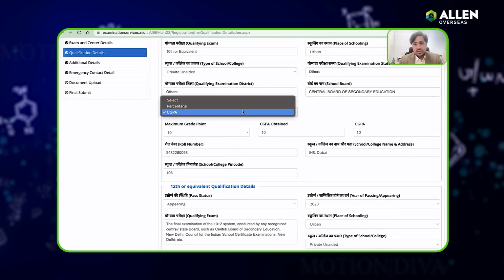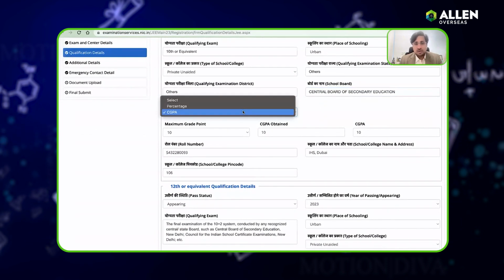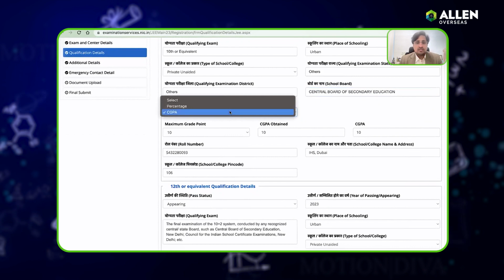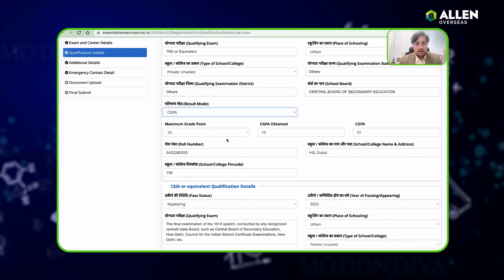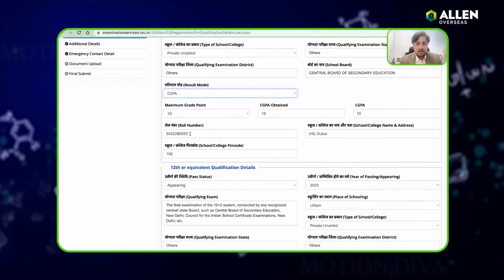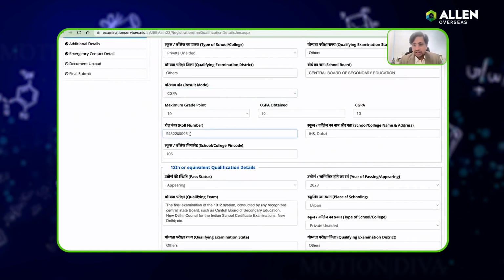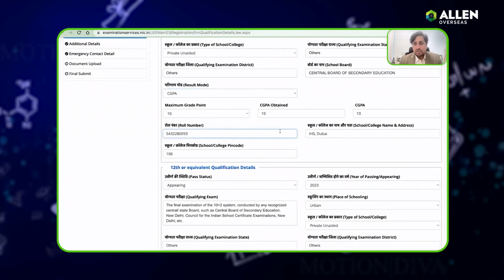The result, of course, I think in 2020, the result was in CGPA. So I have taken CGPA 10 on 10. I have taken Harry Potter as the student name. And this roll number you can take from your 10th board mark sheet. I have filled it as anonymous.